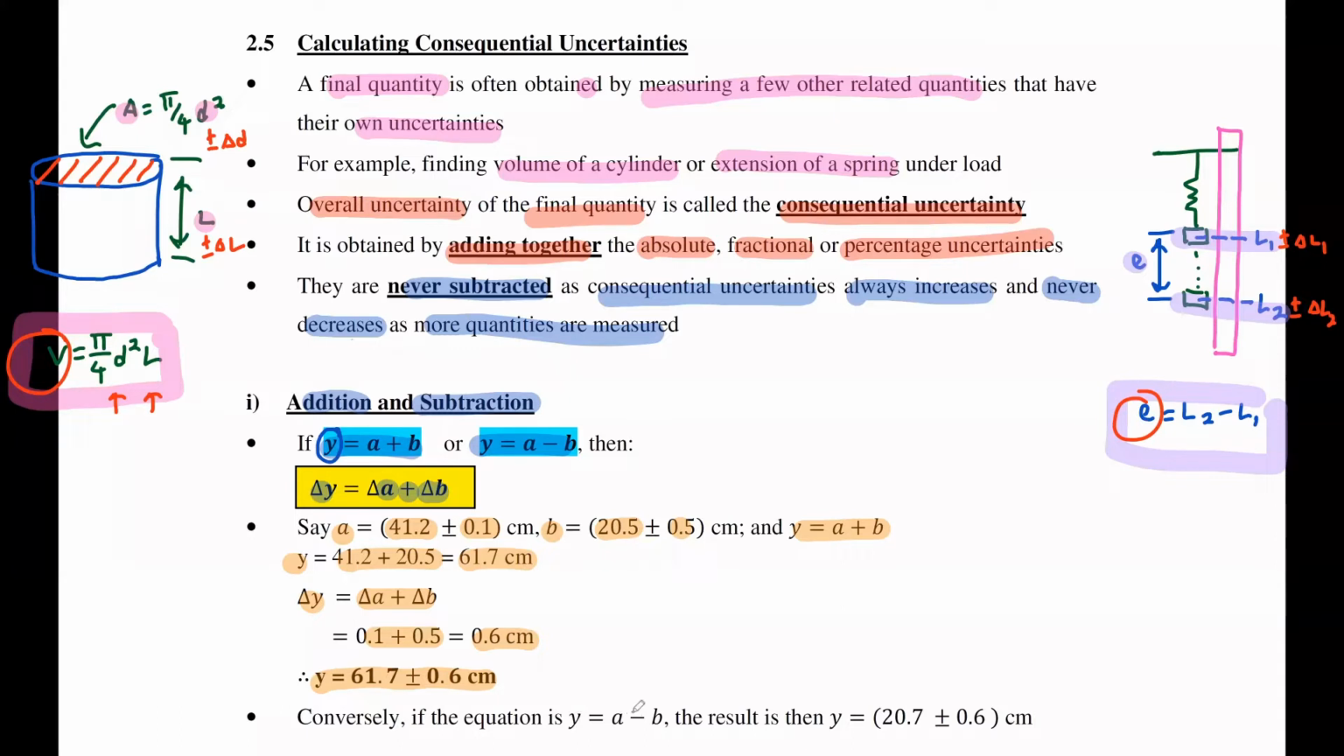On the other hand, if the equation is y equals A minus B, then y is the difference between the two values, giving us 20.7. But the absolute uncertainty would be the same as before. So it won't matter whether the equation is an addition or subtraction of the quantities, the absolute uncertainties will always add up.